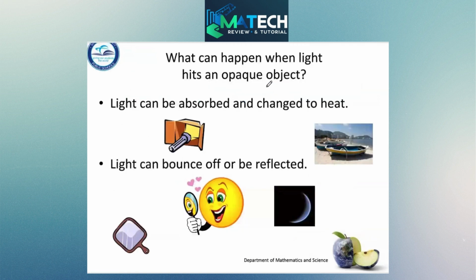So what can happen when light hits an object? Of course, it is absorbed and changes to heat. For example, no matter how long you turn on your flashlight, after a couple of minutes or hours, it will get hot. Also, the light can bounce back. For example, if you put your flashlight here and direct it to the mirror, it will bounce back. So that's the characteristic of light. Now it will bounce back.